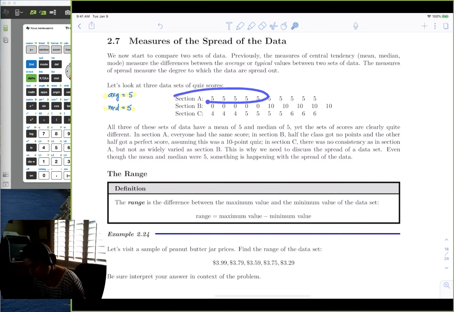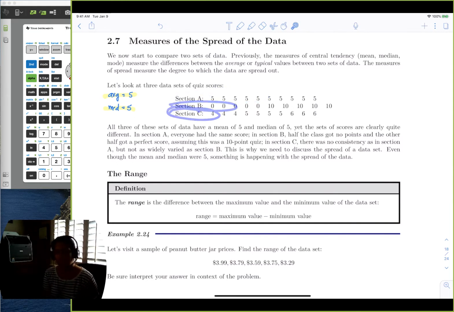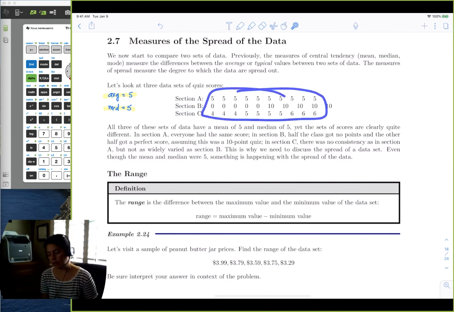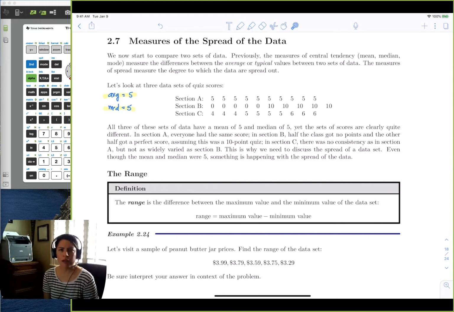So section A, average is 5 and median is 5. Same with B and section C. But their data looks different, right? Look at the scores. They look different in each section. They're not all 5s in all 3 sections, or all 10s or 8s. So how do they all have the same average and median? Well, that's just it. Your data can be different, but your centers can be the same, because of how the center is calculated.